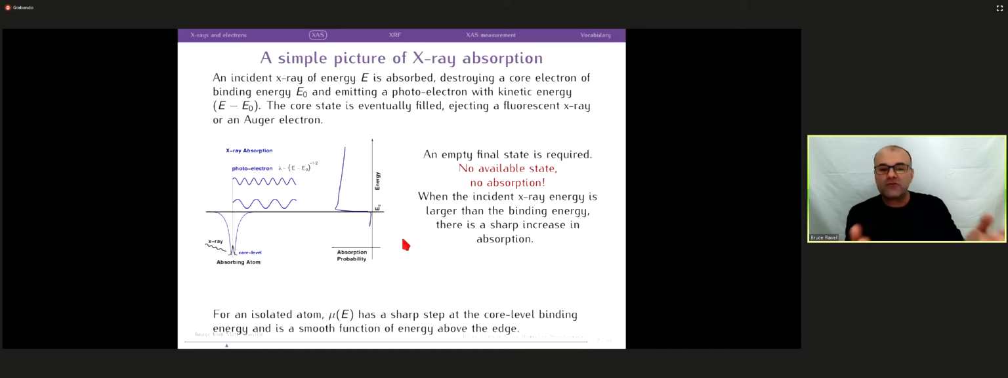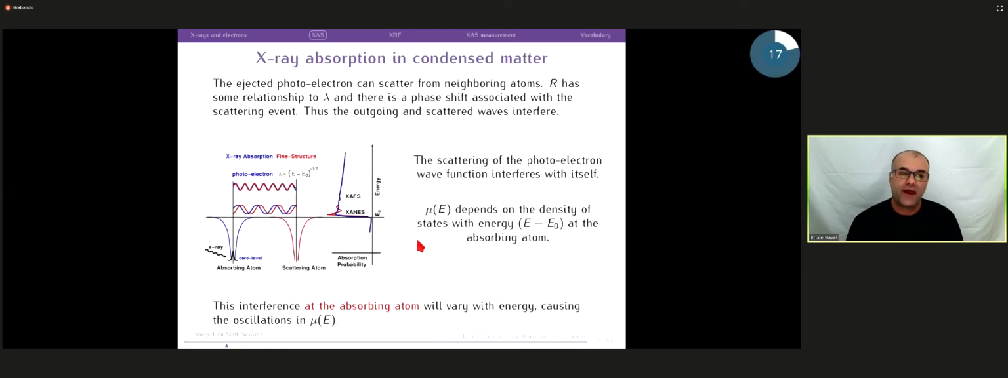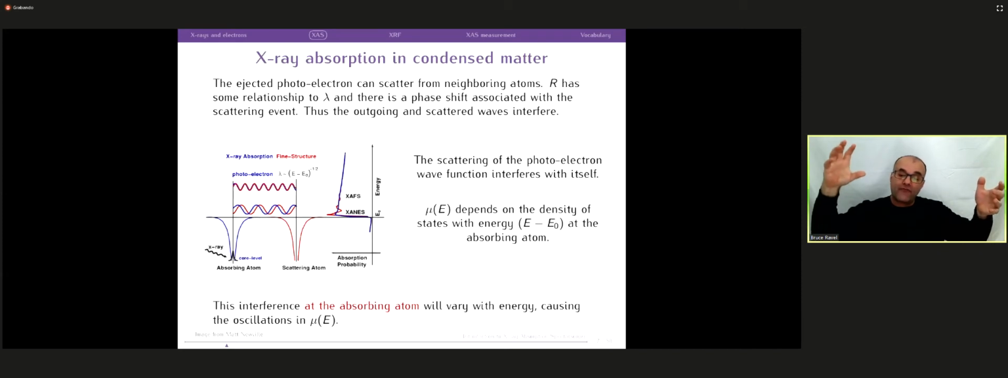That's pretty interesting all by itself, but what's really interesting is when you go to a situation where, instead of just having an absorbing atom isolated in space, it has neighbors. So now we have a neighbor near the absorbing atom. The photoelectron propagates out and it can scatter off of the surrounding atom if the atom is close enough. The photoelectron wave that propagates out spherically will scatter off of the neighbor, and there will be some interference pattern between the outwardly propagating photoelectron and the portion that scatters off of the surrounding atoms.